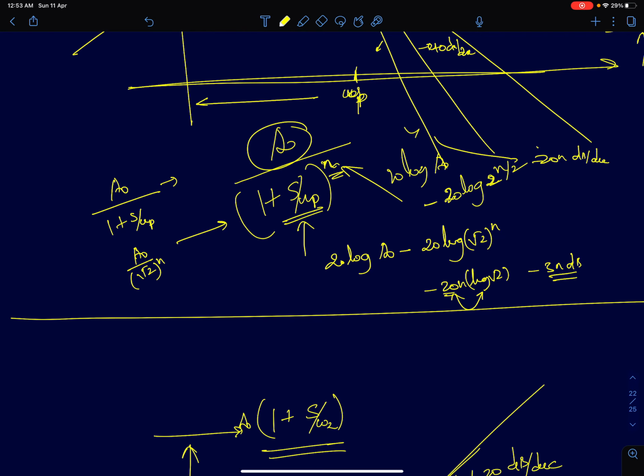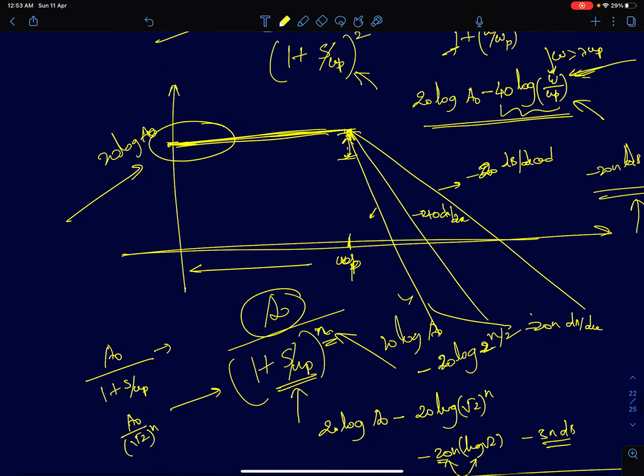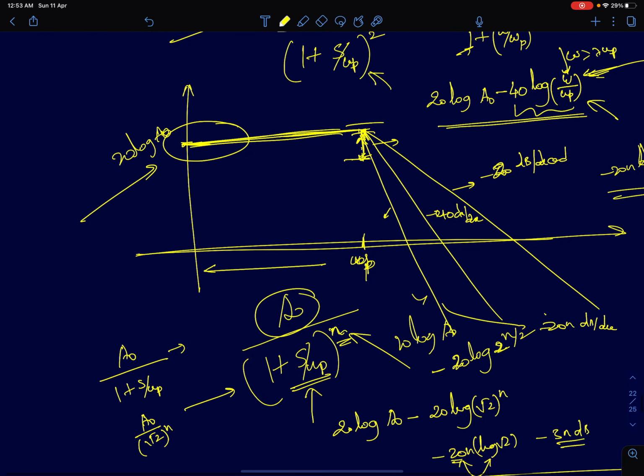So if I have an n pole system with all the poles at omega equal to omega p, at omega equal to omega p, the actual frequency response will be 3n decibels lower than what it is on the Bode plot graph. The actual frequency response graph will be 3n decibels lower.